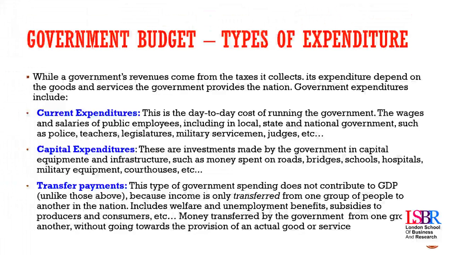Again, different types of expenditure. Why is this important? Because you need to know how the government spends its money, because how the government spends its money will influence what a business does. So we have what's called current expenditure. These are everyday costs that the government has.